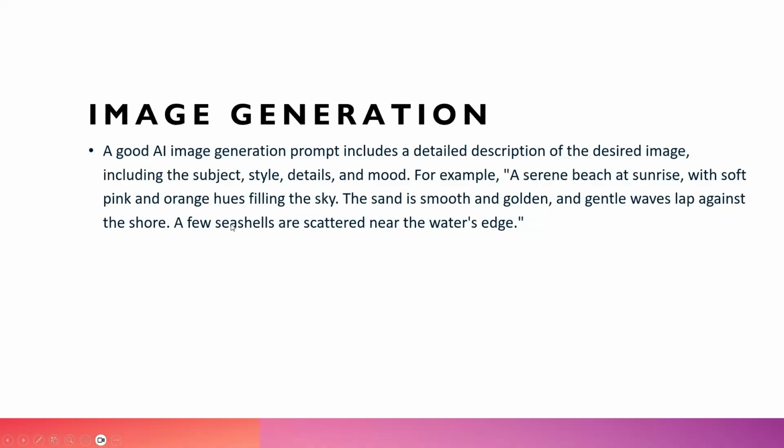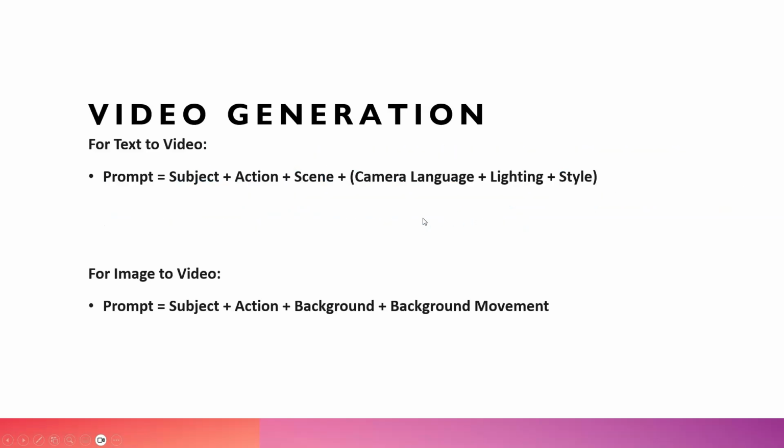So it's giving the entire scene information of the image and also what other objects should be there. For example, here we are saying some seashells should be there, and it's talking about a beach, the time of sunrise, how the sand should be visible, and the waves that should lap against the shore. So it's setting the scene, the mood, and also the style and subjects in this image generation. When it comes to video generation, we have two options.